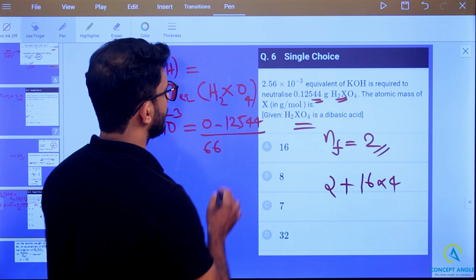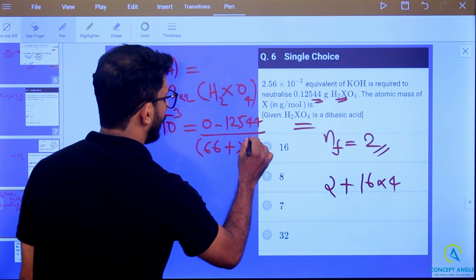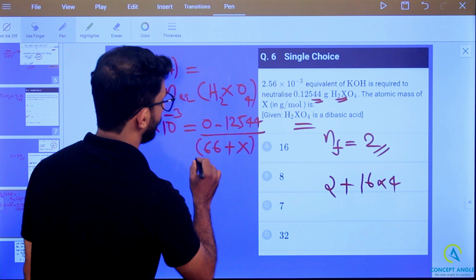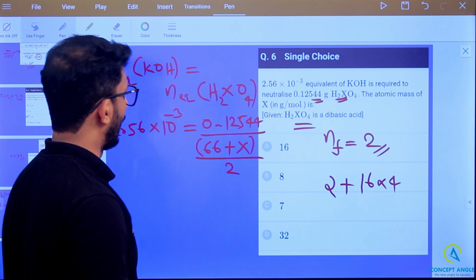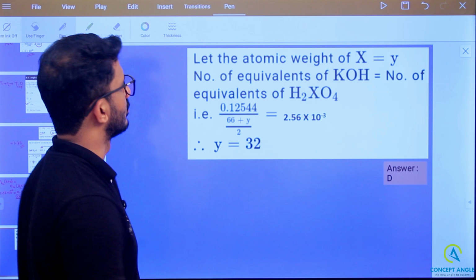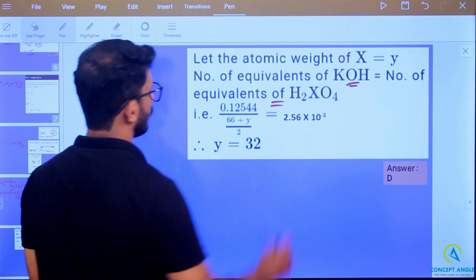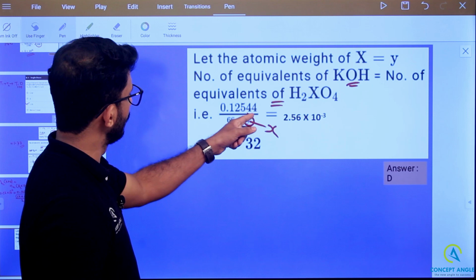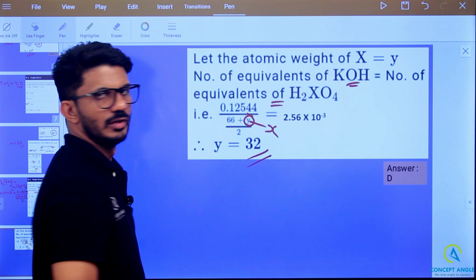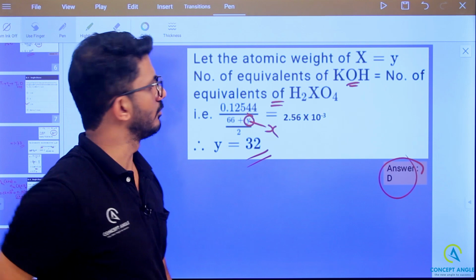The molar mass we need to find is x, because this is the number of moles, divided by the n-factor, divided by 2. When you solve this you will get x. This is the calculation: atomic weight x, the number of equivalents of KOH is equal to the number of equivalents of H2SO4. Here I have taken x, that's it. So 66 plus x or y divided by 2, and by solving this you will get the answer 32, and the answer option is D. Okay, let's move to the next question.